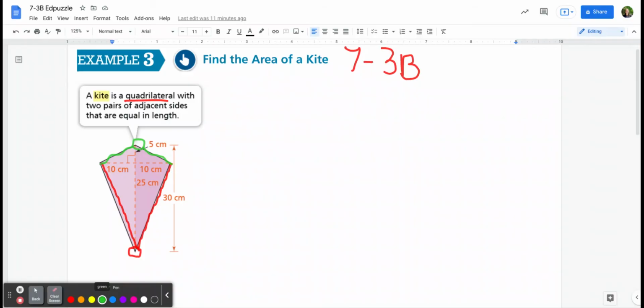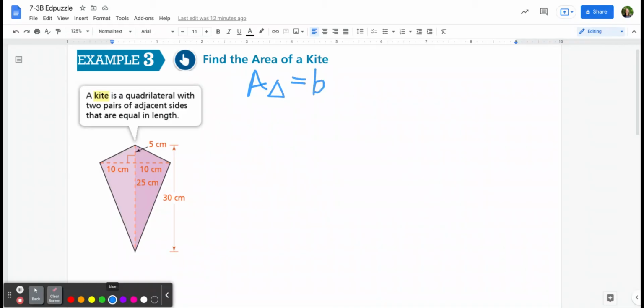Now, like with trapezoids, with kites, we are going to break down or decompose this shape into other shapes that we know the area formula of. Well, we know the area formula of a triangle. What's the area formula of a triangle? Area of a triangle is base times height divided by 2. So we are going to have to try and break down this kite into at least two triangles.